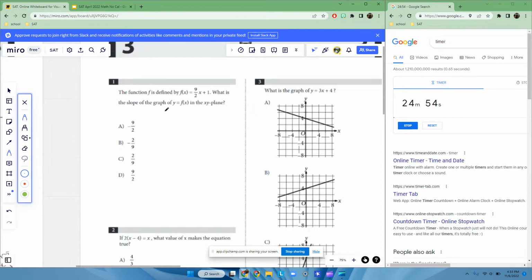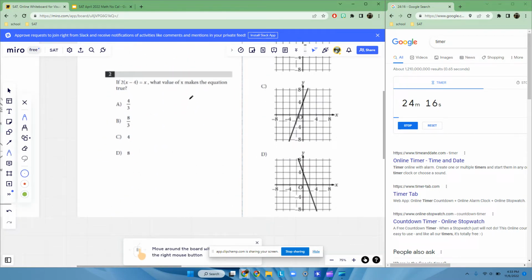The function f is defined by f of x equal to 9 over 2x plus 1. What is the slope of the graph of y equal to f of x in the xy plane? So for this you would use slope-intercept form, which is y is equal to mx plus b. So m is our slope. This is written in slope-intercept form, except just y is equal to f of x. So our slope would be mx, and in this case, 9 over 2 is our slope. So m is equal to 9 over 2. So our answer is D.